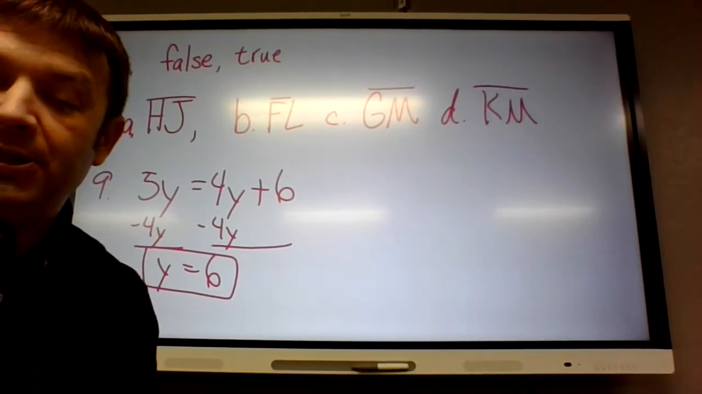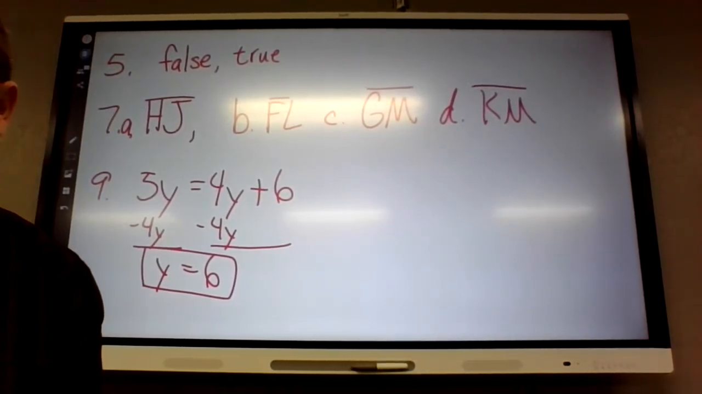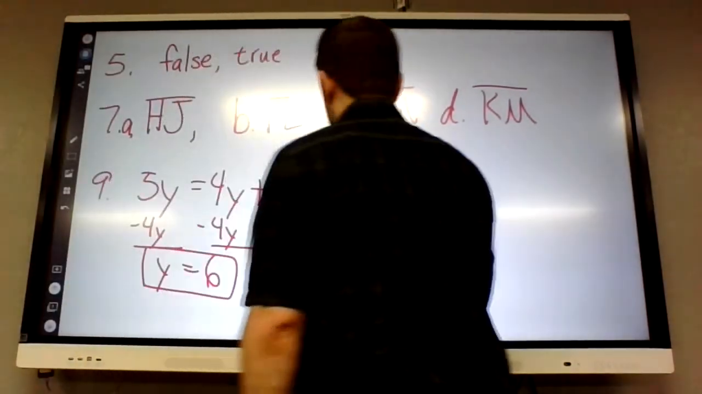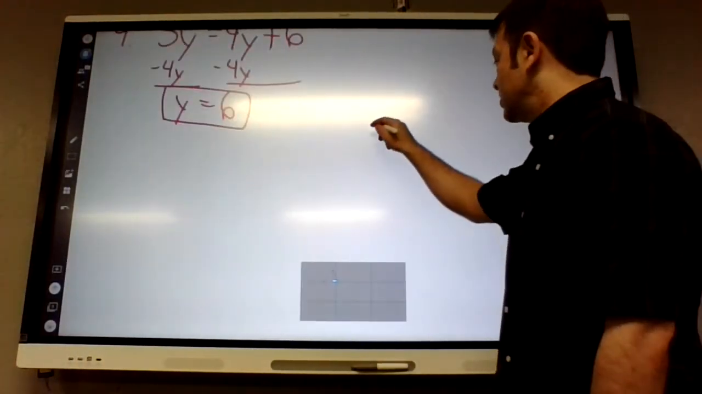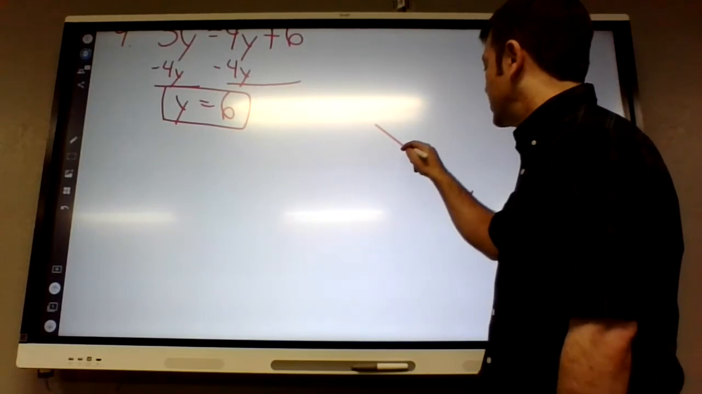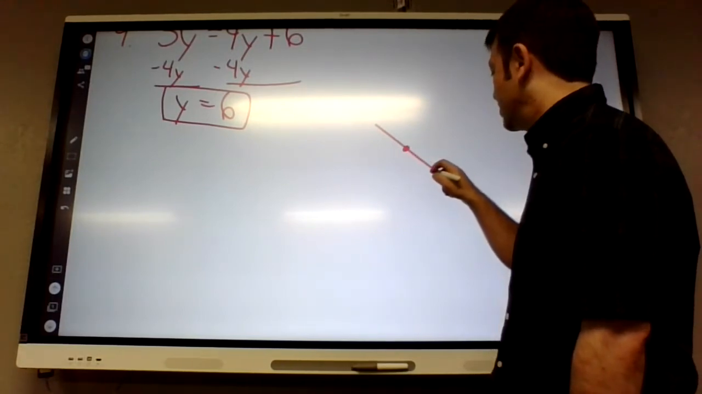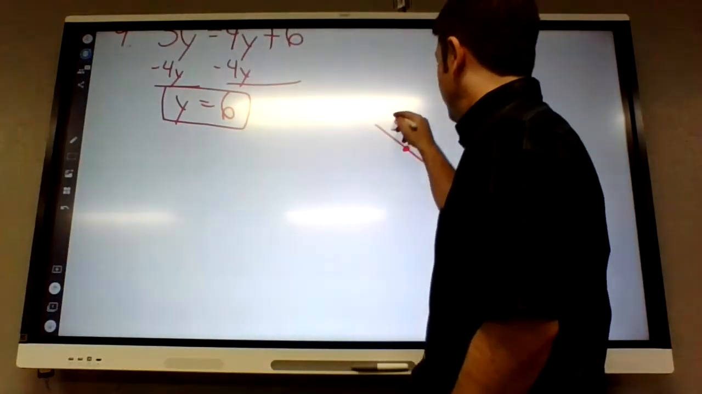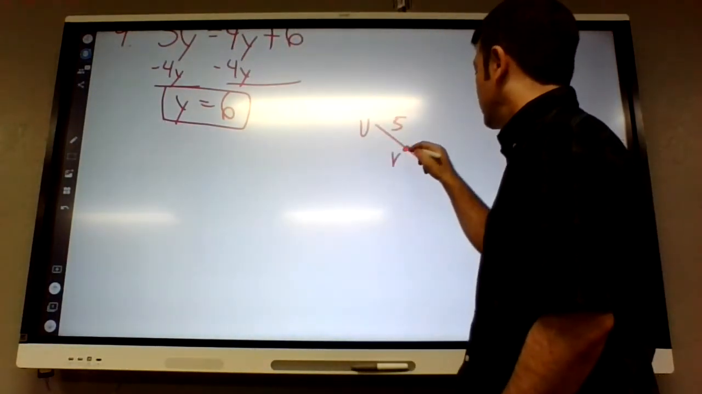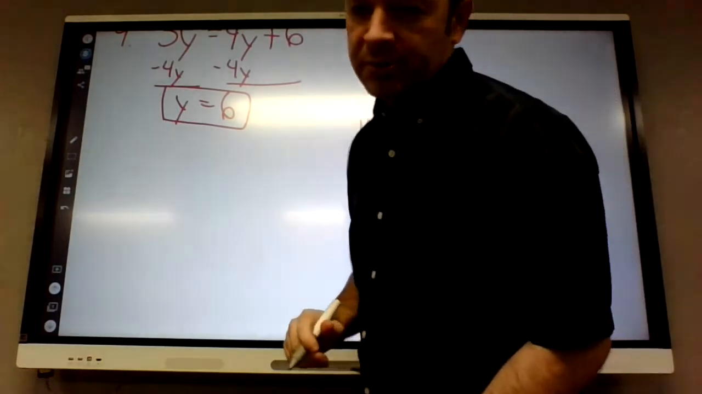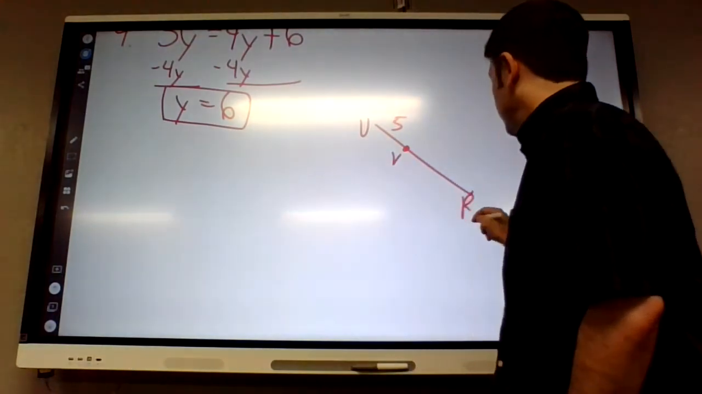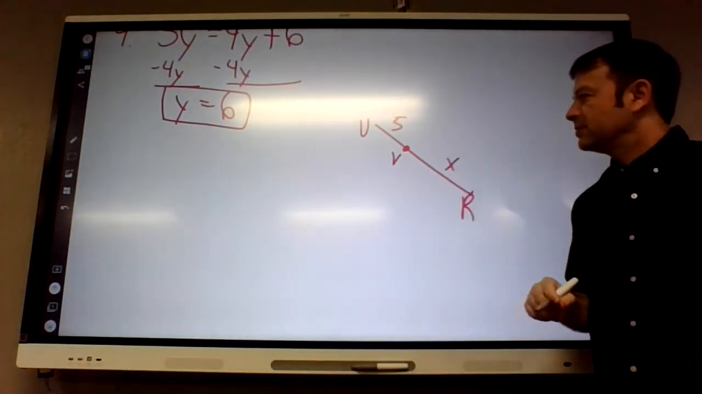Okay, on 10B, it says we're supposed to find VR if UV is 5. I'm not going to draw a whole picture, but basically the centroid's right here. Is that what it looks like? Yeah. UV is 5. VR is what we're supposed to look for. Any ideas?